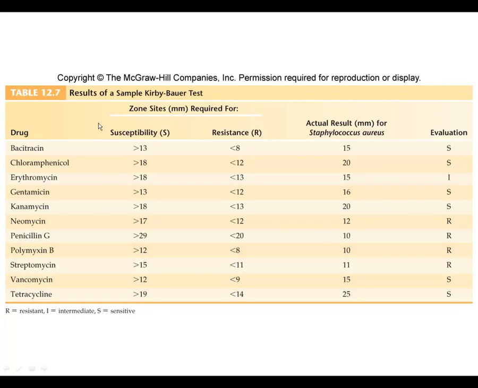Here is the susceptibility chart for the Kirby-Bauer test. If you look here, you'll see that anything greater than 13 is susceptible, anything less than 8 is resistant, anything between there is going to be intermediate. If you look at these results here, you can see that your susceptibility, intermediate susceptibility, and resistance are going to be valued based on these numbers.